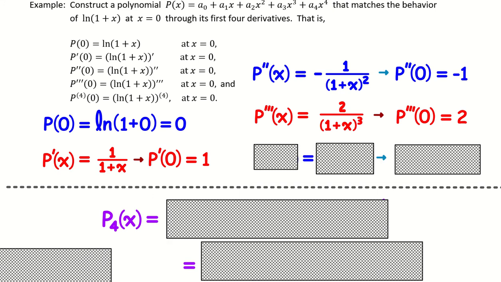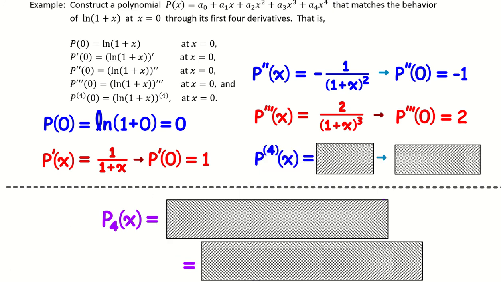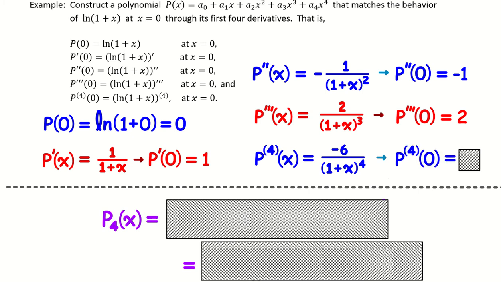And finally, the fourth derivative. So what's the derivative of that? It's going to be negative 6 all over quantity 1 plus x to the fourth. And then when we plug in 0 to that, we get negative 6. Okay? So let that sink in for a couple seconds.